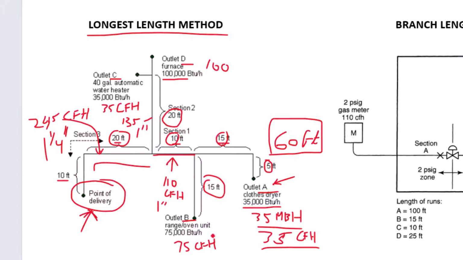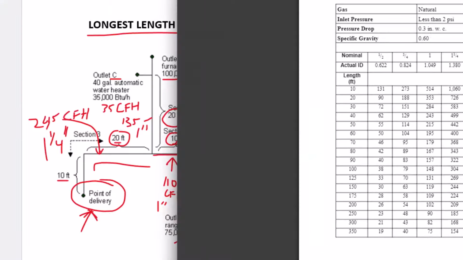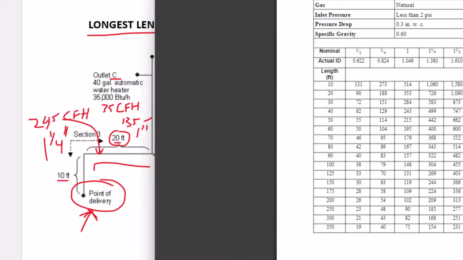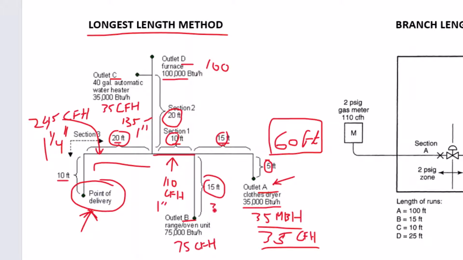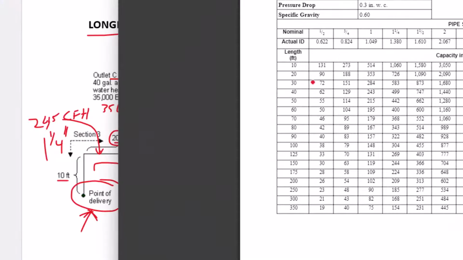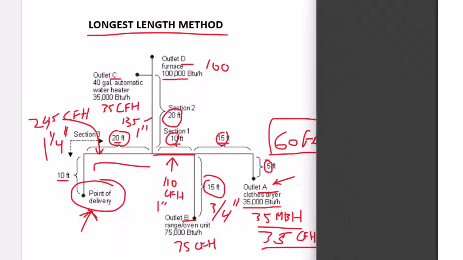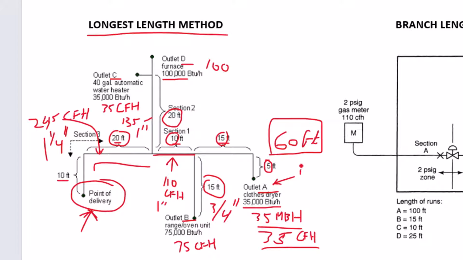And you would basically do that for all the other sections. So let's just do it anyway. So this section here, right, going to outlet B is 75. So 75 would be 3/4 inch. And the pipe going to outlet A is 35 CFH. So going across 60, 35 would be 1/2. So basically here we sized all the pipe sections using the longest length method.